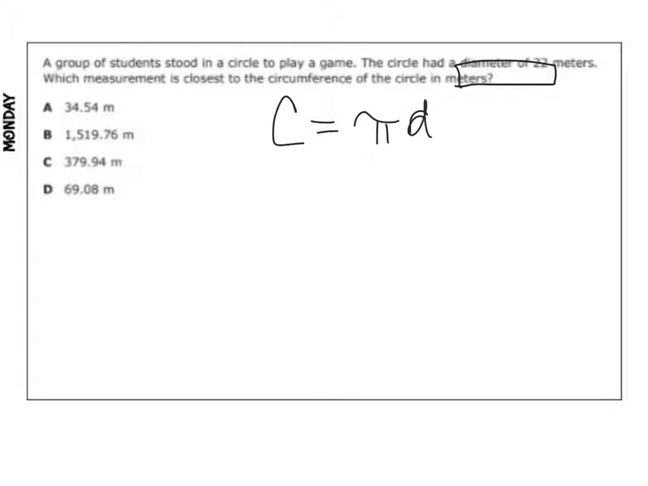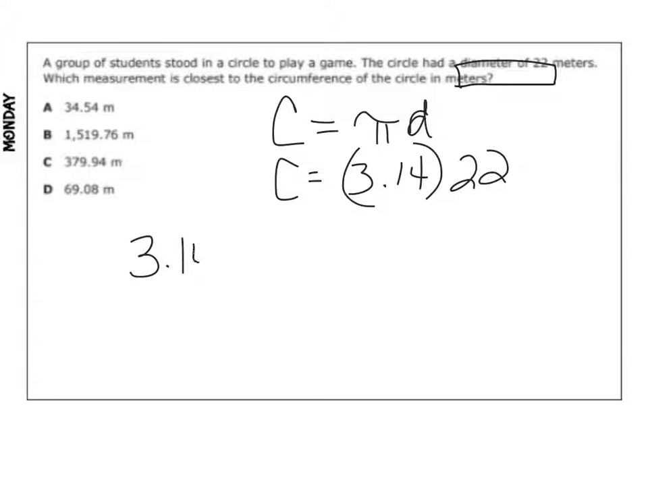Okay, so now all we have to do is replace what we know. So we know 3.14 is pi, and then the diameter is 22. So all we have to do is multiply 3.14 times 22.